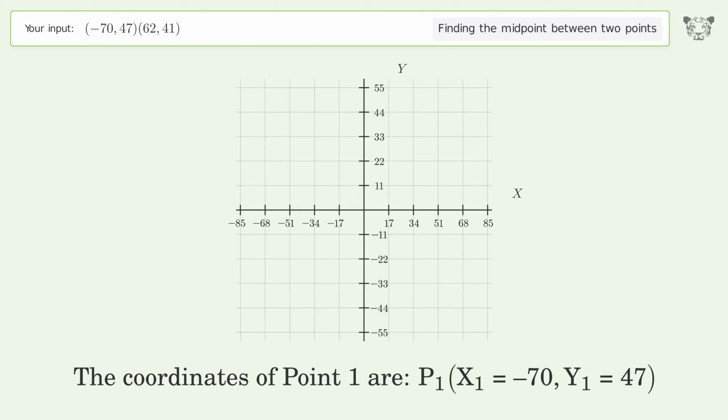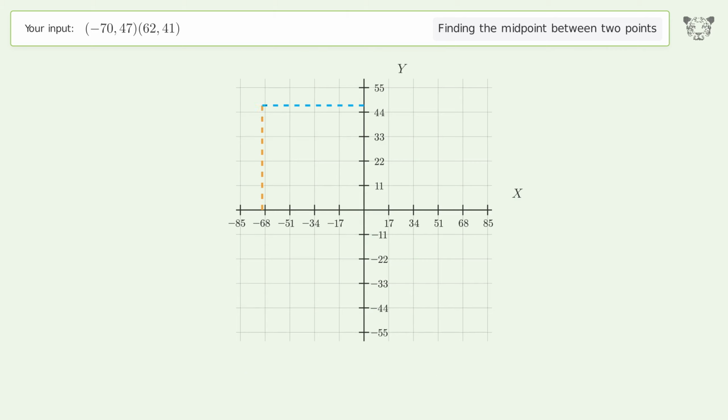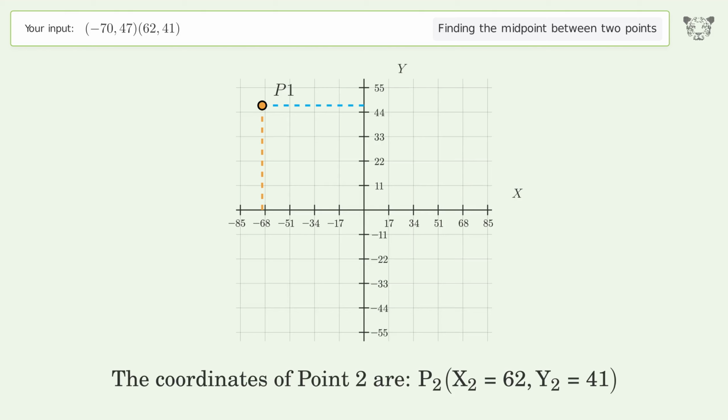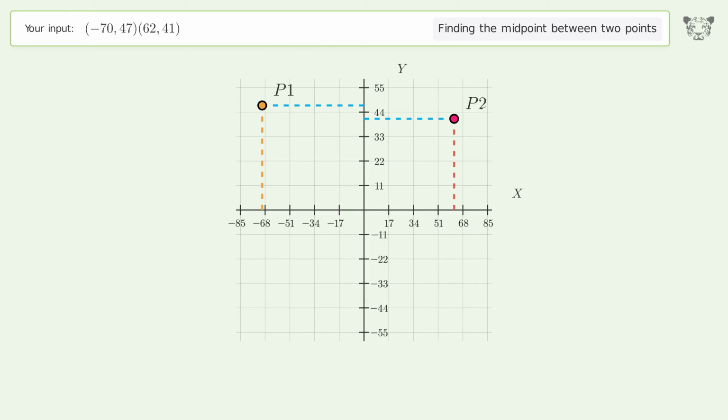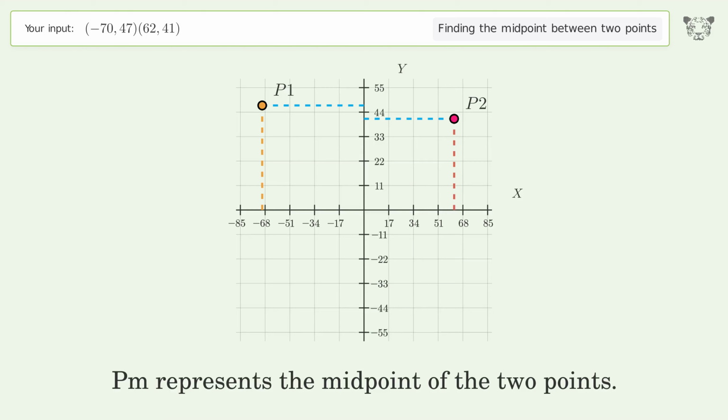The coordinates of point 1 are, x1 equals -70, y1 equals 47. The coordinates of point 2 are, x2 equals 62, y2 equals 41. PM represents the midpoint of the 2 points.